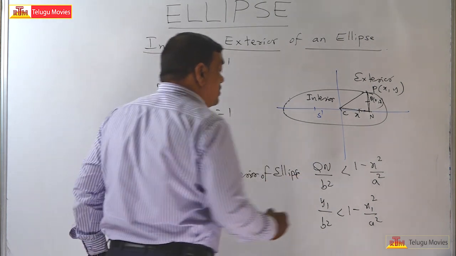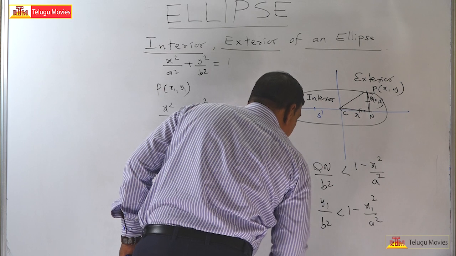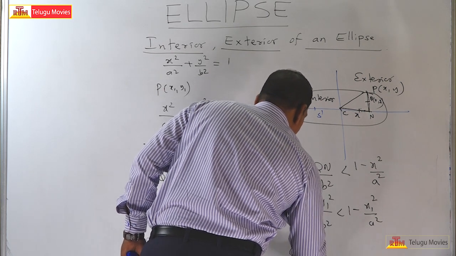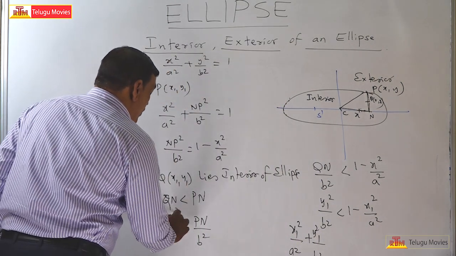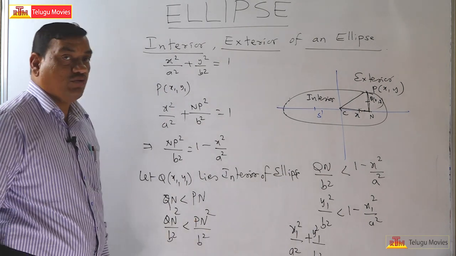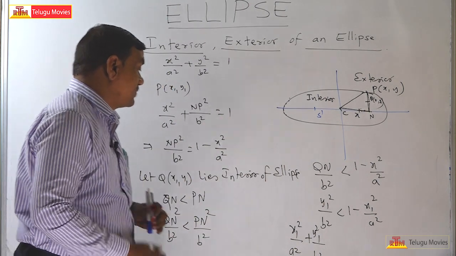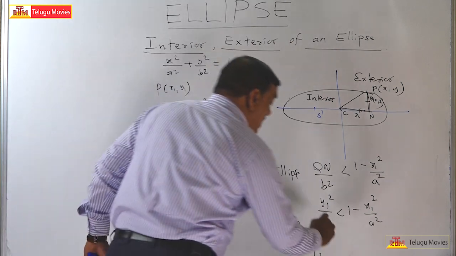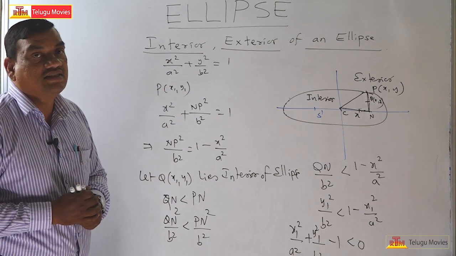Bring all the terms to one side, so you will get x1 square by a square plus y1 square by b square minus 1 less than 0. Qn square by b square is less than Pn square by b square; you can square it, no problem, it is still less than.